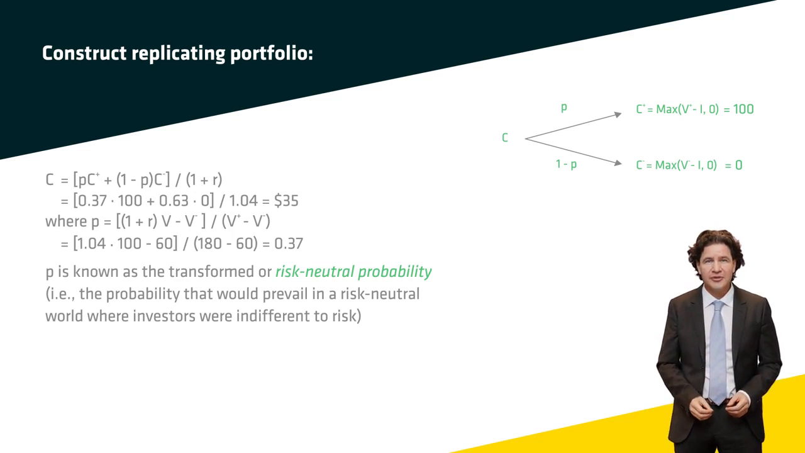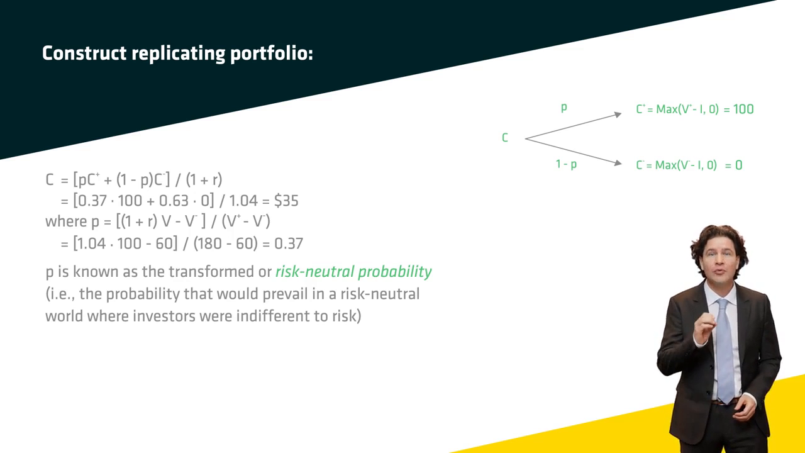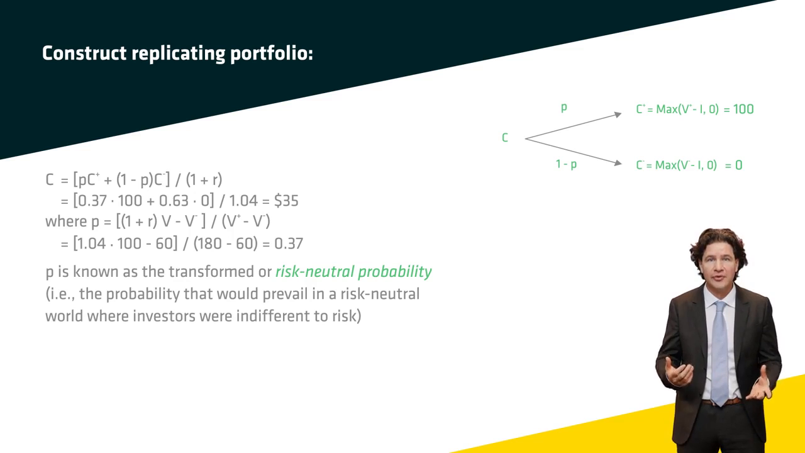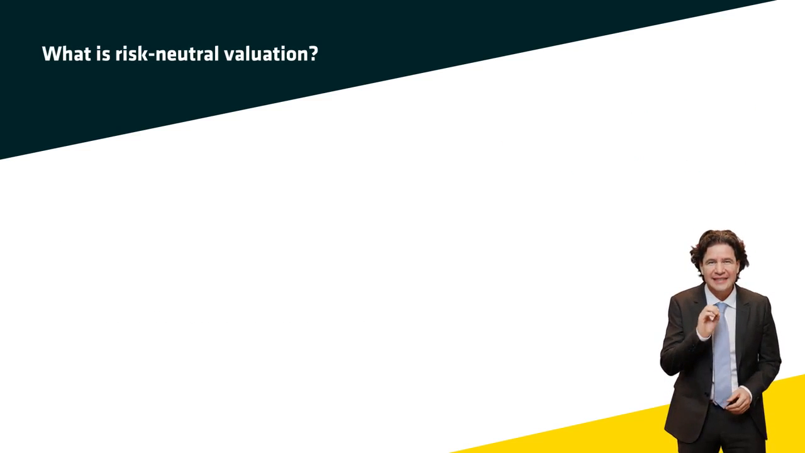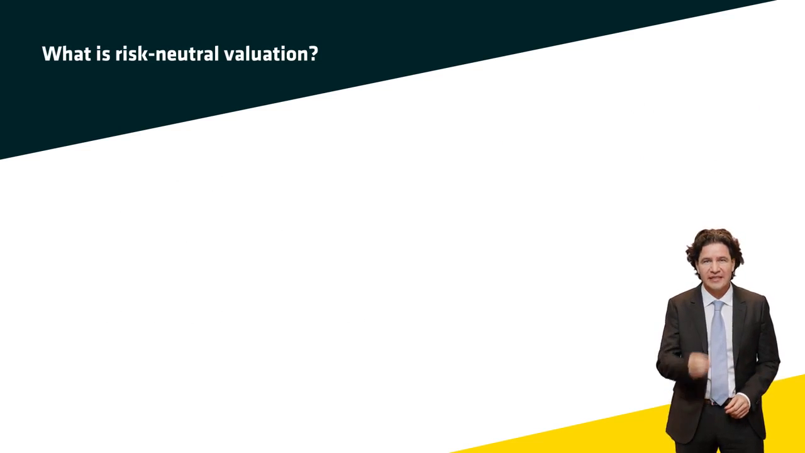This P used in this equation is called the transformed or risk-neutral probability. And it is the probability that would prevail in a risk-neutral world where investors were indifferent to risk. What exactly is this risk-neutral valuation? That's very important in option valuation. We're going to answer this important question.